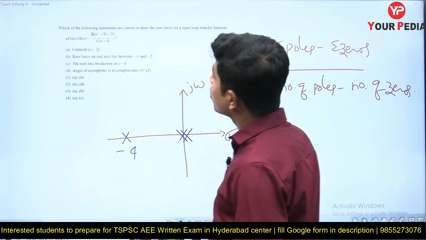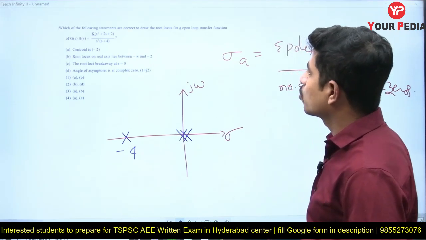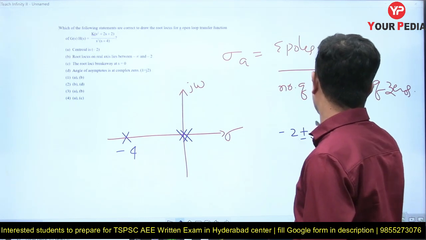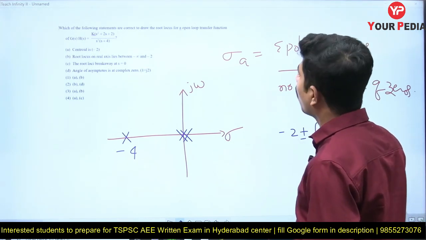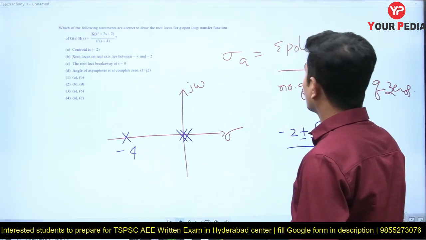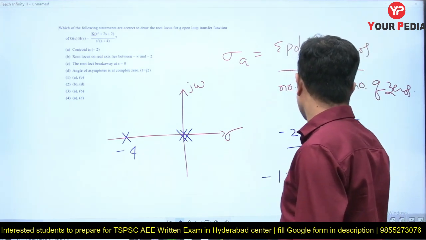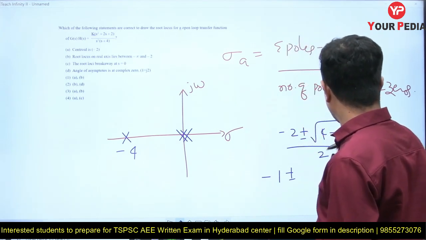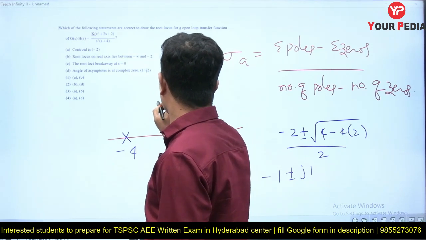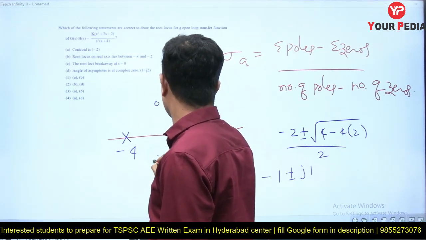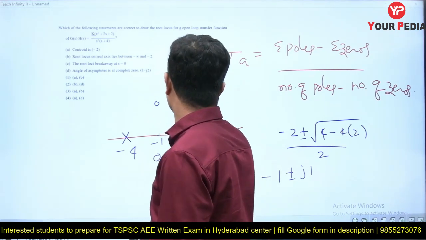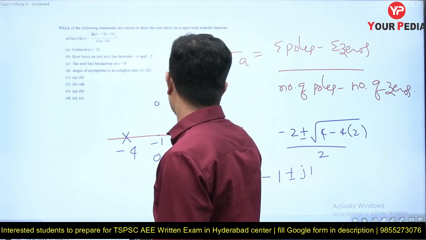We have two zeros. What are the zero values? S square plus 2s plus 2. So if I want zero values, minus b plus or minus root of b square minus 4ac by 2a. So I'm going to get minus 1 plus or minus, yes, 4 minus 8 will be minus 4. This is j1. Minus 1 plus or minus j1. So somewhere here, minus 1, yes, plus or minus j1. So this point is minus 1, this is j1, this is minus j1.